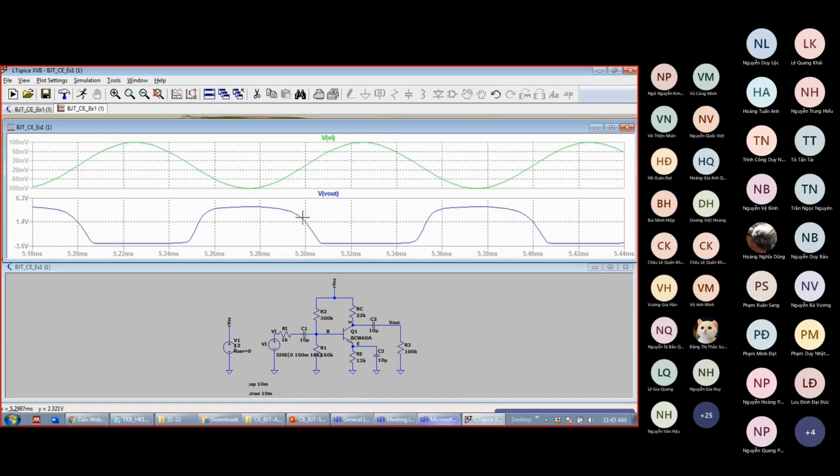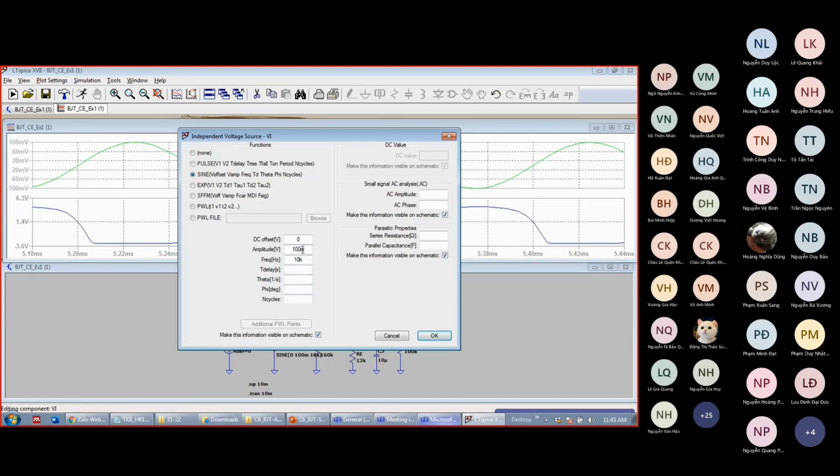Okay, so the form of the output signal Vout is not the same as the form of the input signal Vin here. Okay, because we are violating the small signal condition here. And the gain is, of course, we cannot talk about the gain in this case, because the output is not a sine wave.